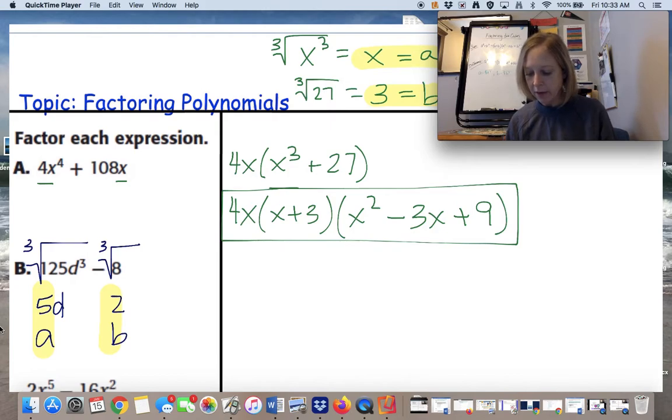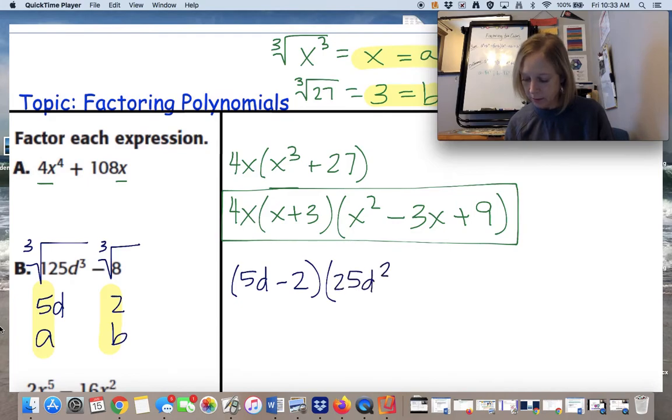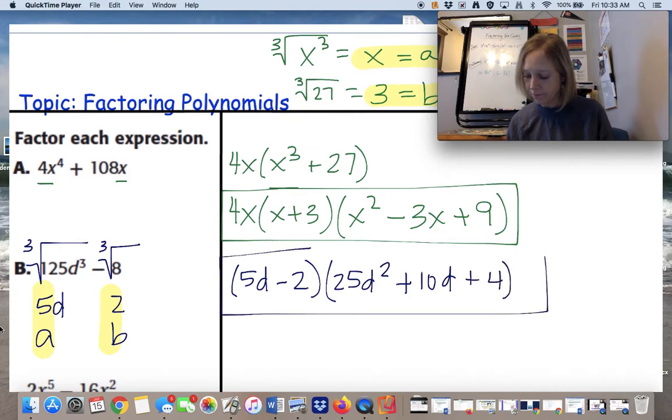This time I have a difference of 2 cubes, so I'm going to start with a subtraction statement. So I'll have 5d minus 2. Now it says to do a squared. 5d squared is 25d squared, plus, now I multiply them together for 10d, and then square my b term, which is 4. And there's my factored form.